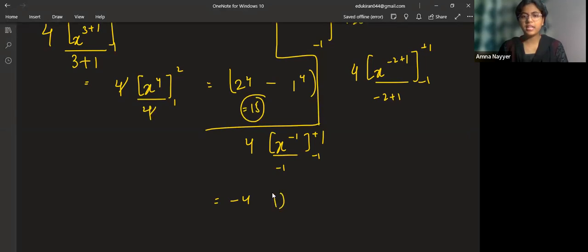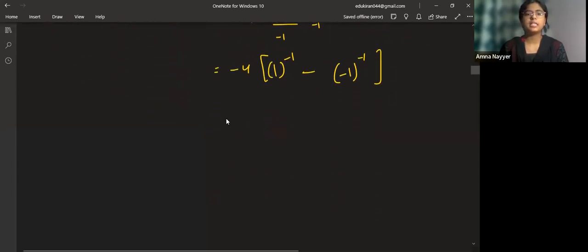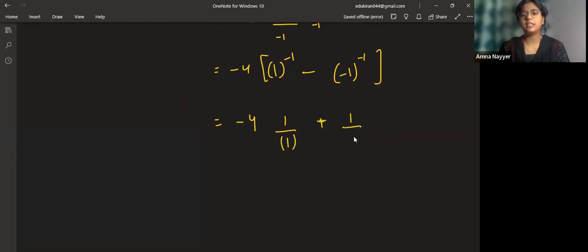So positive 1 to the power minus 1, minus negative 1 to the power minus 1, right? This is how we substitute in the formulas. Now see what we can do, because this is negative, minus 4, this is 1 by 1 we can write, so that this becomes positive. This minus minus becomes plus, and if we shift this in the denominator, this becomes 1 by 1. So minus 4, 1 plus 1 is 2, that is minus 8.